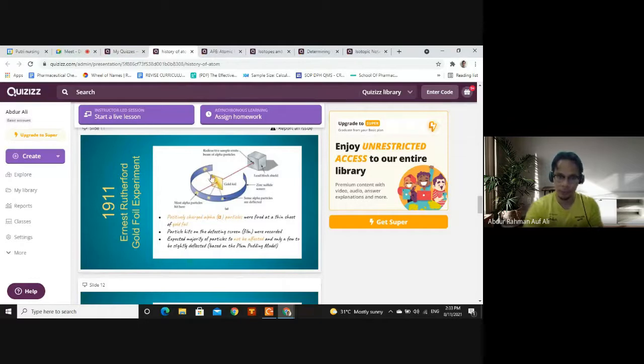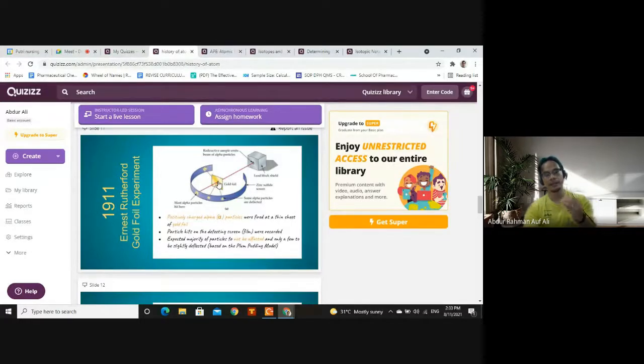Ada yang terpantul balik ke belakang sini, ada yang terpantul balik sengit sikit ke sini, ada yang terpantul balik sikit ke sini. So he concluded that while some of the ray ni go through straightforward, tetapi ada setengah, some of them dipantulkan. So that means yang dipantulkan ini berlanggar dengan sesuatu. So dia berlanggar dengan apa?